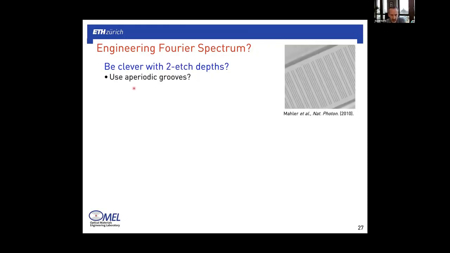And so, for example, one can make not periodic grooves in your grating, but aperiodic grooves. So here's an example from Jerome Faist's group at ETH, looking down on a grating where they've used the groove spacing that is aperiodic, as you can see here. And this aperiodicity gives an additional knob to control the Fourier components or spatial frequencies in the surface.